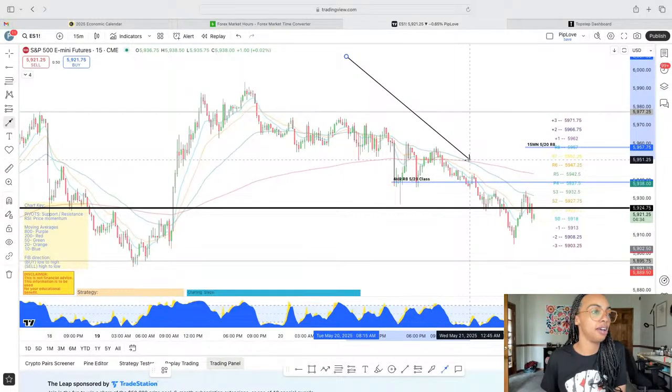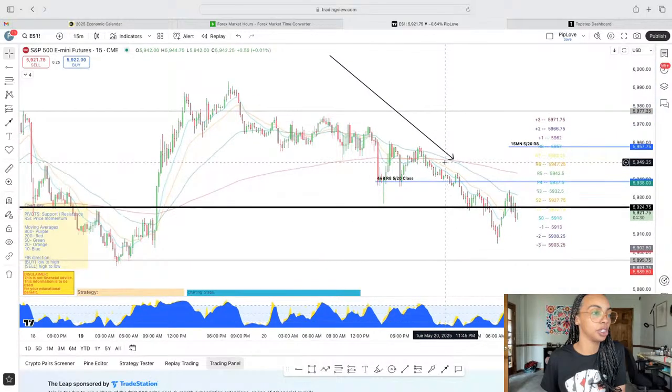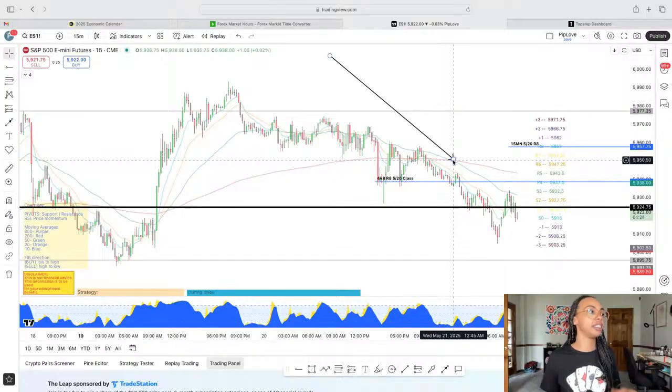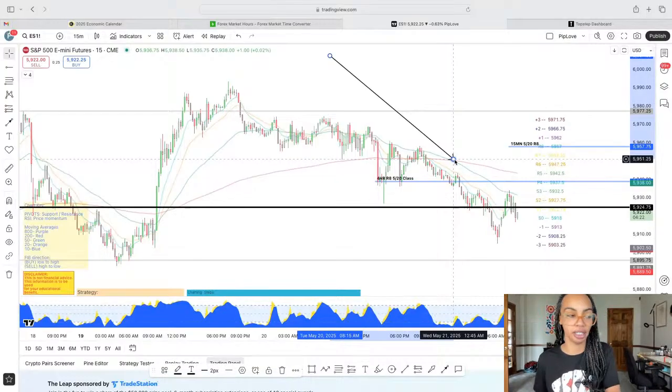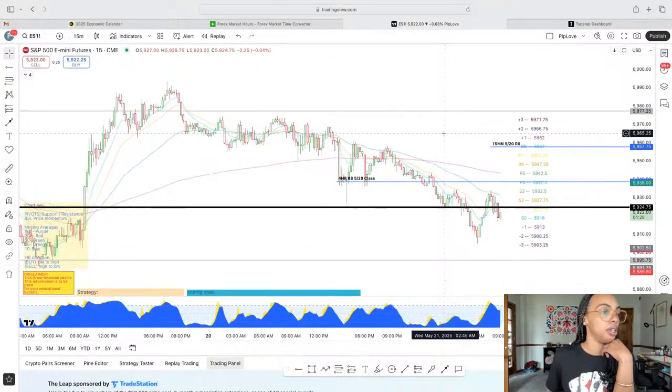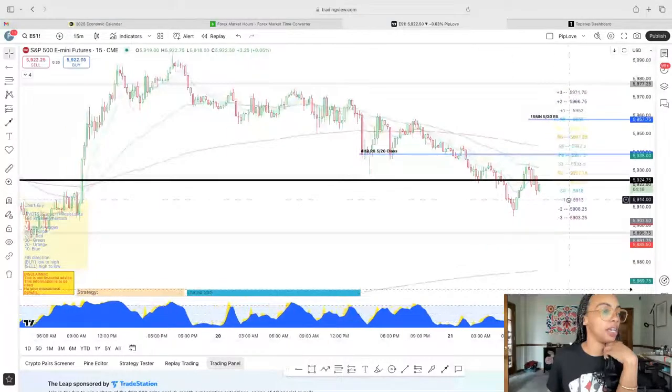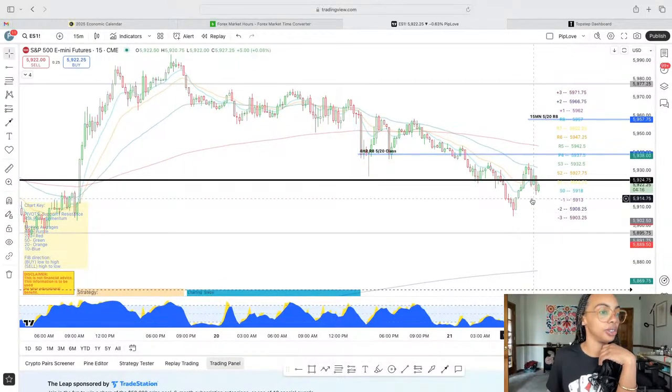Okay. And then we have our larger EMAs, our 10, our 50, and our 200 crossing at this point. So giving a lot of selling momentum here on the 15-minute time frame. But now we are at an area of interest.